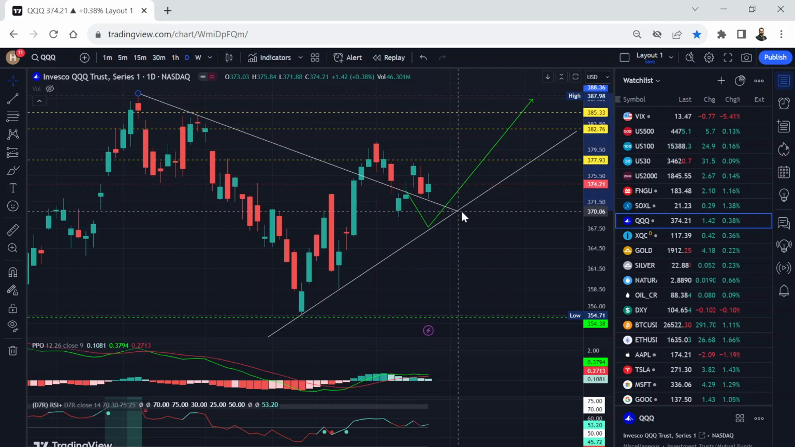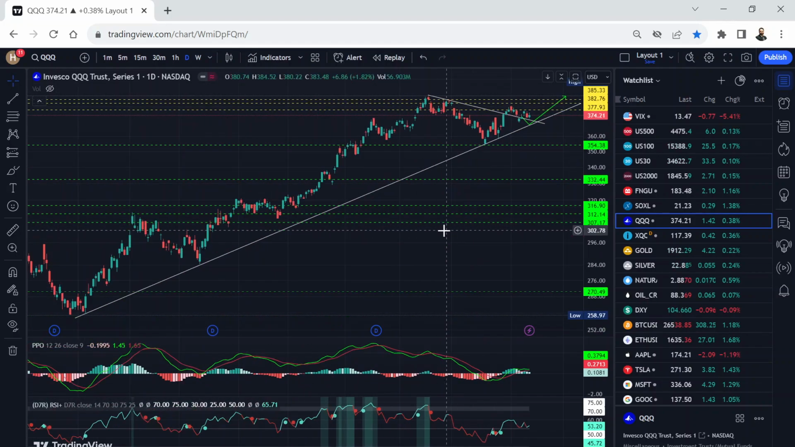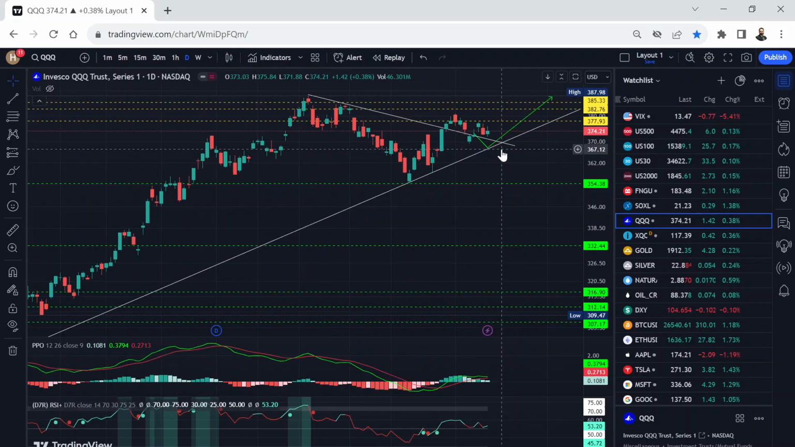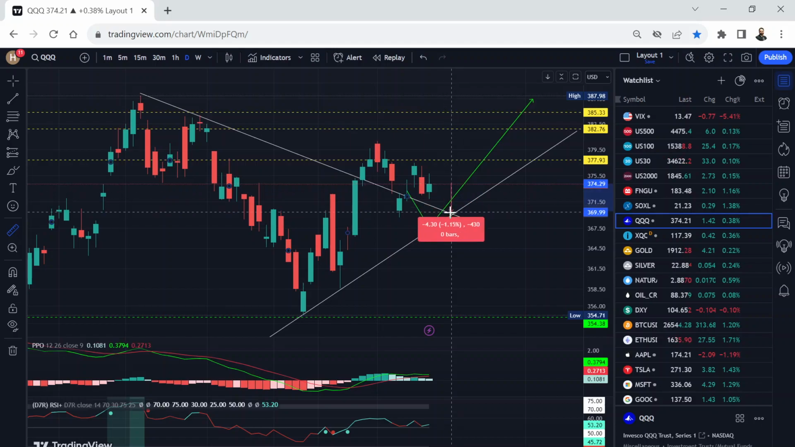Maybe I will extend this a little bit here, just to make it a bit better. Yeah, there you go, something like that. You can see multiple touches of this, and now we are just backtesting. It can go as low as here, this white line. This is the daily chart. It can still come around, let's say 369, let's say 370. So from today's close, if we are around 370, it's around 1.21%.